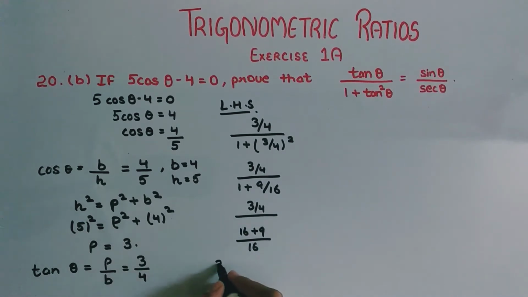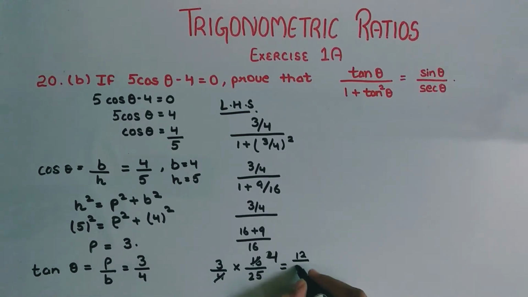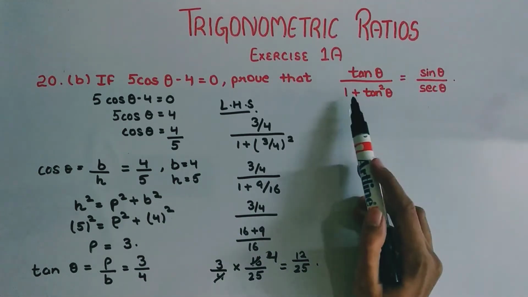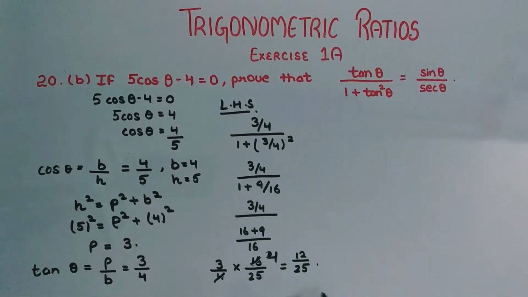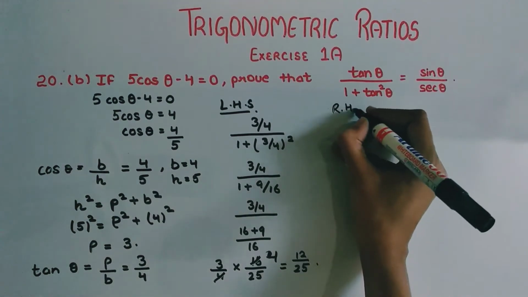We have 3 divided by 4 multiplied by, this term will get reciprocal because we are multiplying it, hence this will be 16 divided by 16 plus 9, that is 25. This can be simplified: 16 by 4 gives 4. This is 4 into 3, 12 divided by 25. Hence we have the value of left hand side, that means tan theta divided by 1 plus tan square theta, is 12 by 25.